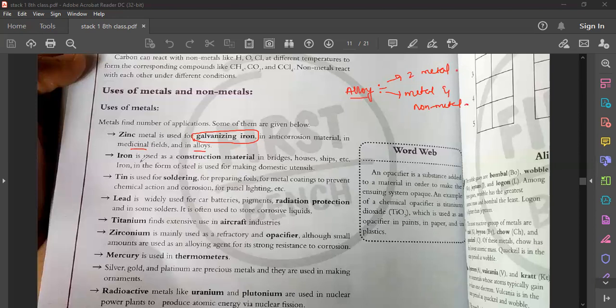Okay, next iron. Most of the common industrial purposes will use iron only, right? For the construction of bridges, houses, ships, in the preparation of steel and the preparation of domestic utensils. This is the use of iron. The next, tin. Where will you use tin? Soldering. What's the meaning of soldering? Making a joint on metals.